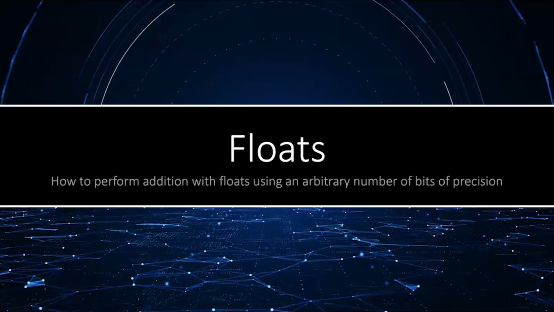Today's video will demonstrate how to perform addition with floating point numbers. One performs addition with floating point numbers by, first of all, taking the left-hand side and right-hand side and making sure they have the same exponent, then adding the significand, and then combining them back together into a single number. This video will demonstrate that entire process.